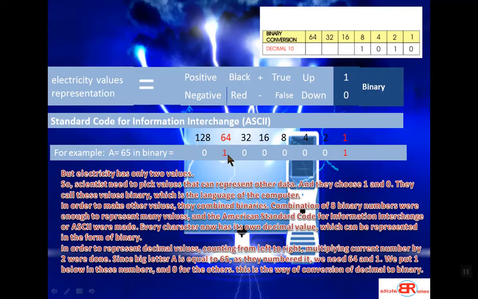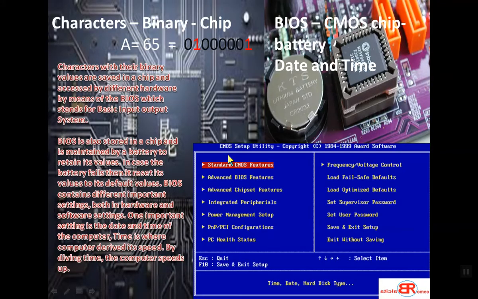Then, characters with their binary values are saved in a chip, and are accessed by different hardware by means of the BIOS, which stands for Basic Input-Output System. BIOS is also stored in a chip, and is maintained by a battery to retain its values. In case the battery fails, it resets its values to the default values.